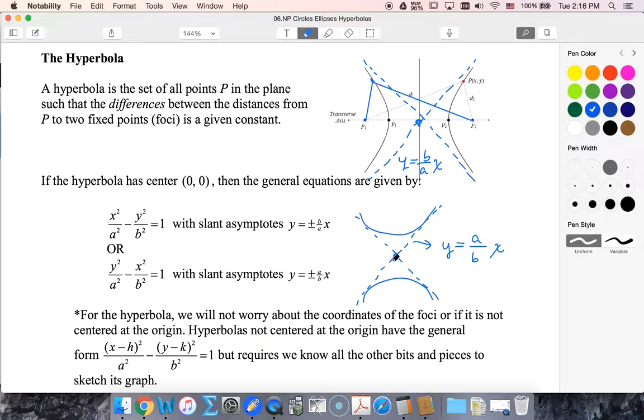And we're going to stick to going through the origin for our hyperbolas for the center. As you might expect, I could shift the center, but then it's also going to shift my slant asymptote equations. And so for the sake of this class, we're going to stick with just the 0, 0 and these as our slant asymptotes.